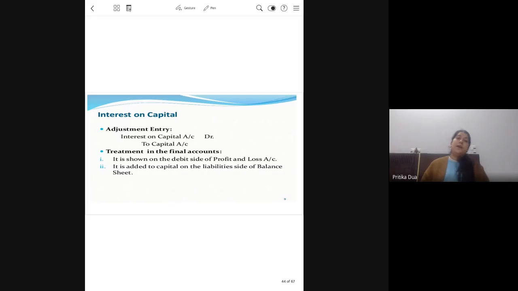Okay, after that we come to the next adjustment, which is interest on capital. Capital is the amount which is invested by the owner at the start of the business. So, this is the initial amount invested by the owner, and hence this is a liability for the business. Capital liability क्यों होती है business के लिए? Can anyone tell me why is capital a liability for the business? And because in the end we have to pay the owners.